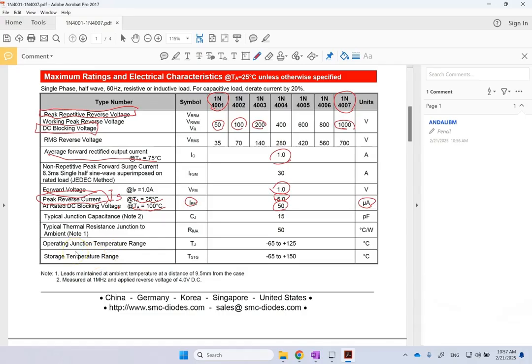The other thing that might be very critical is the operating range for temperature. You see in Celsius, you can only work with this from -65 to +125. If you're working outside this range, do not use any of these diodes. They will fail. They will break under extreme heat or extreme cold. So these are important critical numbers that you should expect to see in the datasheet of a diode.